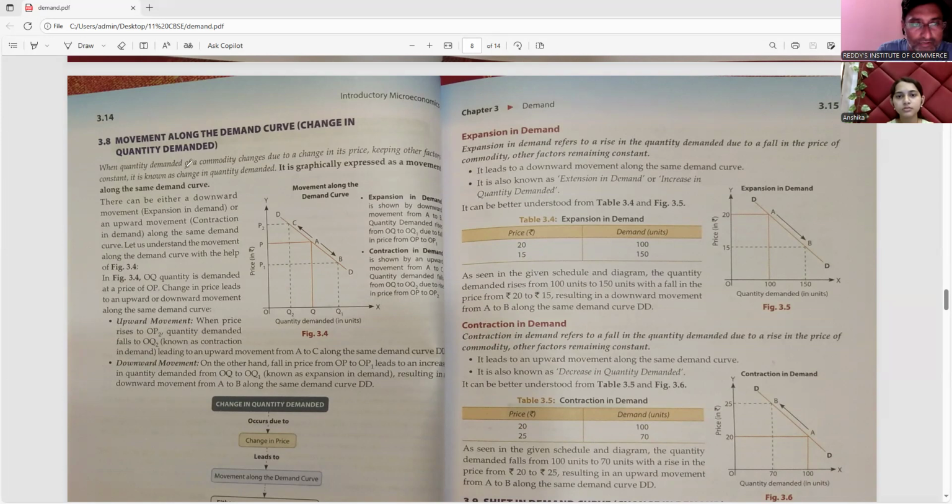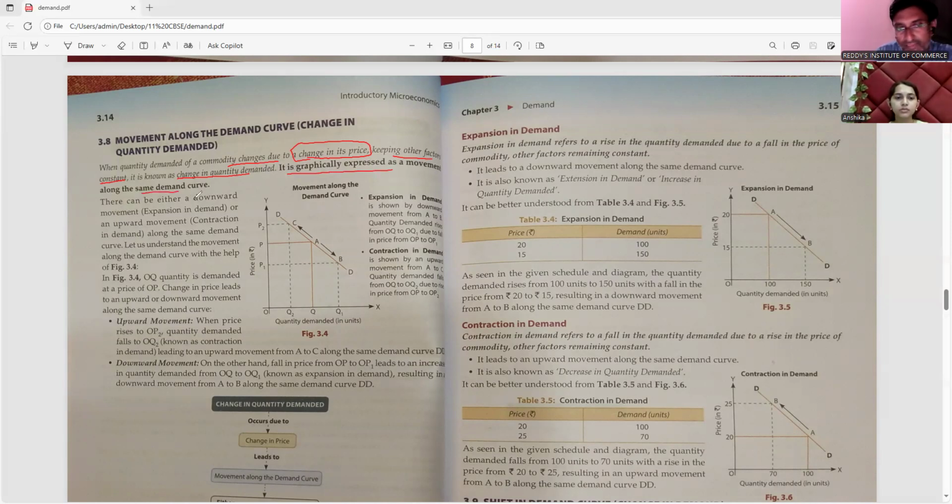So basically, when the quantity demanded of a commodity changes due to a change in its price, price is the major factor in demand. When price changes, then demand will change. We have seen that some exceptions are there, but it is not applicable for everything everywhere. So keeping all the other factors constant, only price is changed, while the rest of the factors remain the same. It is known as change in quantity demanded.